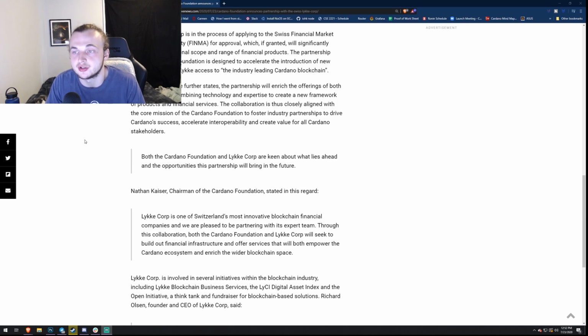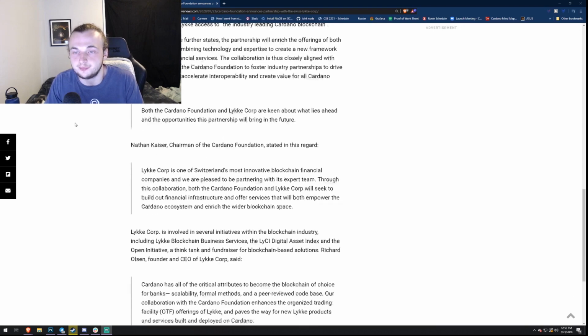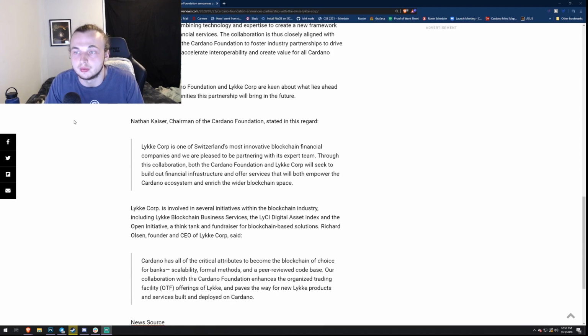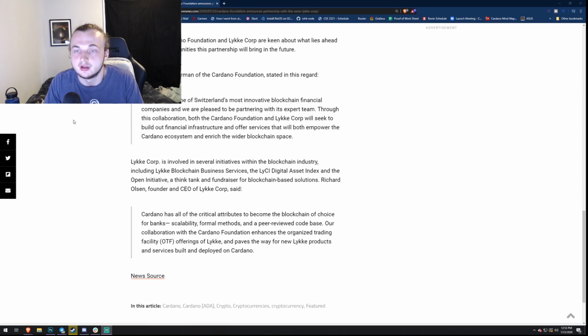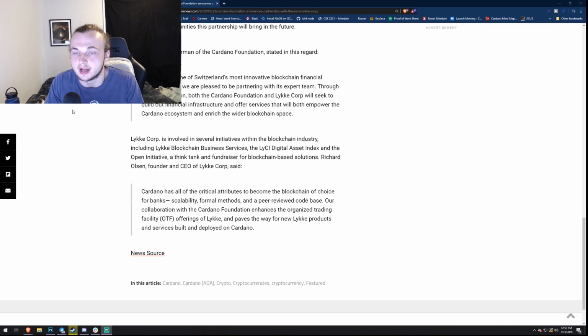The collaboration is thus closely aligned with the core mission of the Cardano Foundation to foster industry partnerships to drive Cardano's success, accelerate interoperability, and create value for all Cardano stakeholders. Both the Cardano Foundation and Like are keen about what lies ahead and the opportunities this partnership will bring to the future. Nathan Kaiser, chairman of the Cardano Foundation, stated in this regard, Like is one of Switzerland's most innovative blockchain financial companies, and we are pleased to be partnering with this expert team. Through this collaboration, both the Cardano Foundation and Like will seek to build financial structure and offer services that will both empower the Cardano ecosystem and enrich the wider blockchain space.